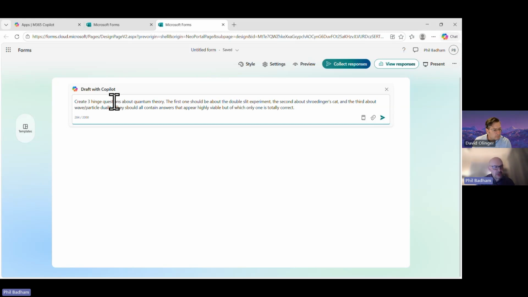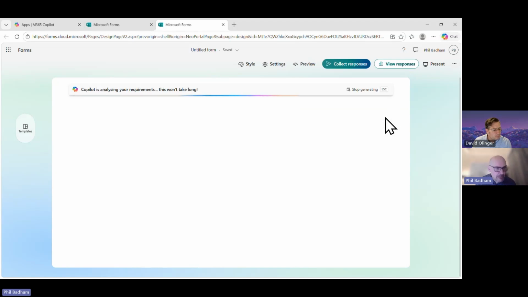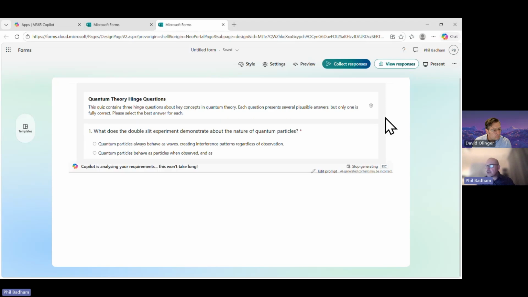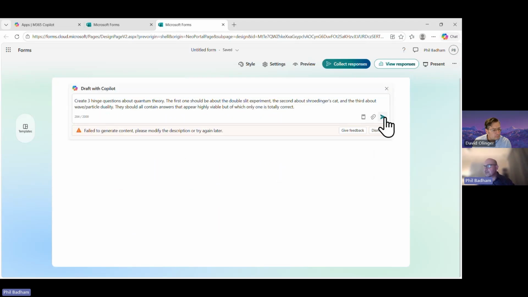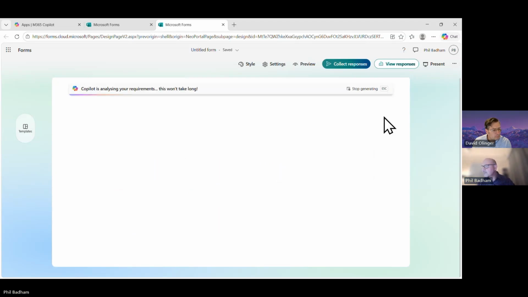And what I've asked it to do is to provide multiple choice questions, but where all the answers look viable. So there's no obviously silly ones or ones that are completely wrong, but they're all going to seem quite viable. So it's going to make it a little bit tougher. And one of those questions, of course, is going to be correct. But what I've asked it to do is very specific. Hinge questions, these three things, and I want all the answers to be pretty much plausible. So it's going to create that draft, all right? And oops, let's try that again.